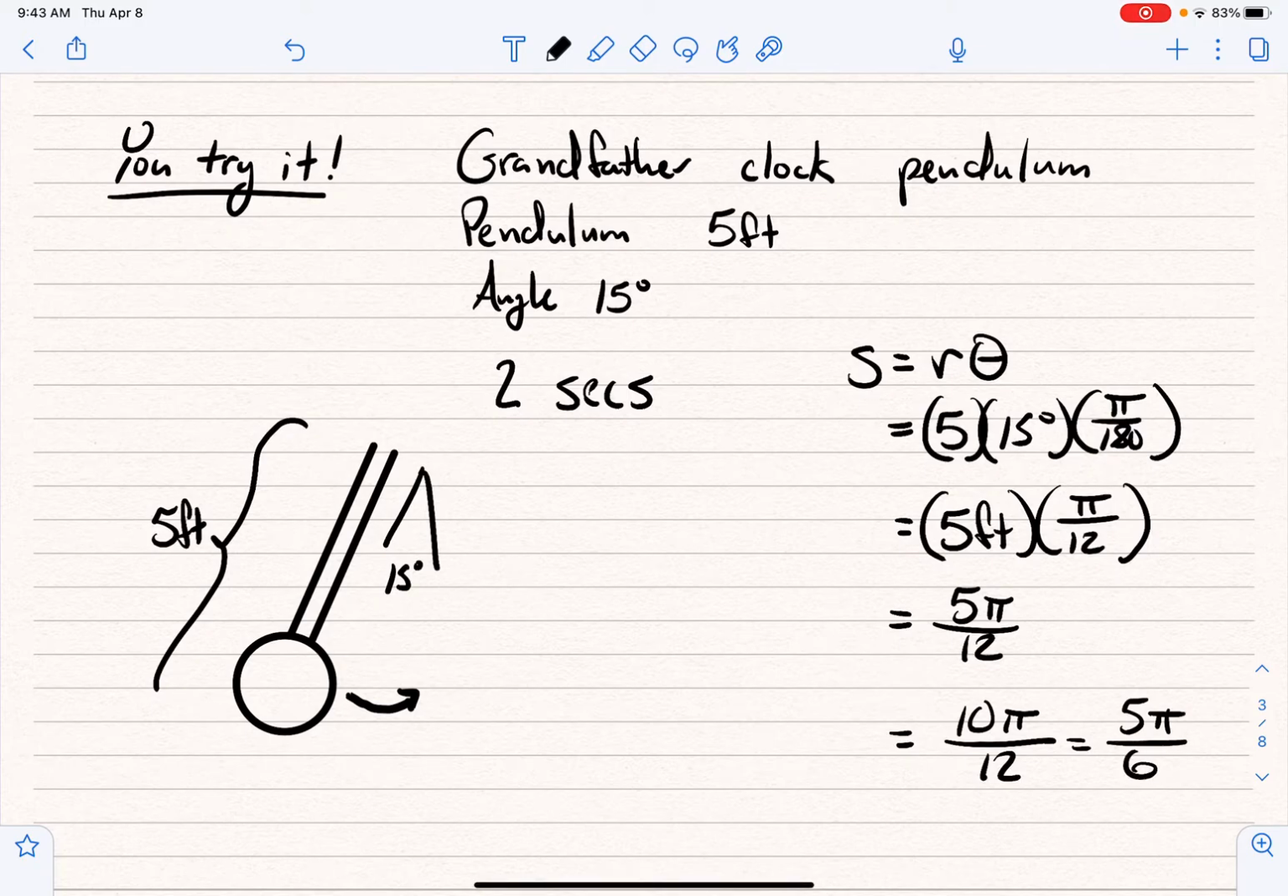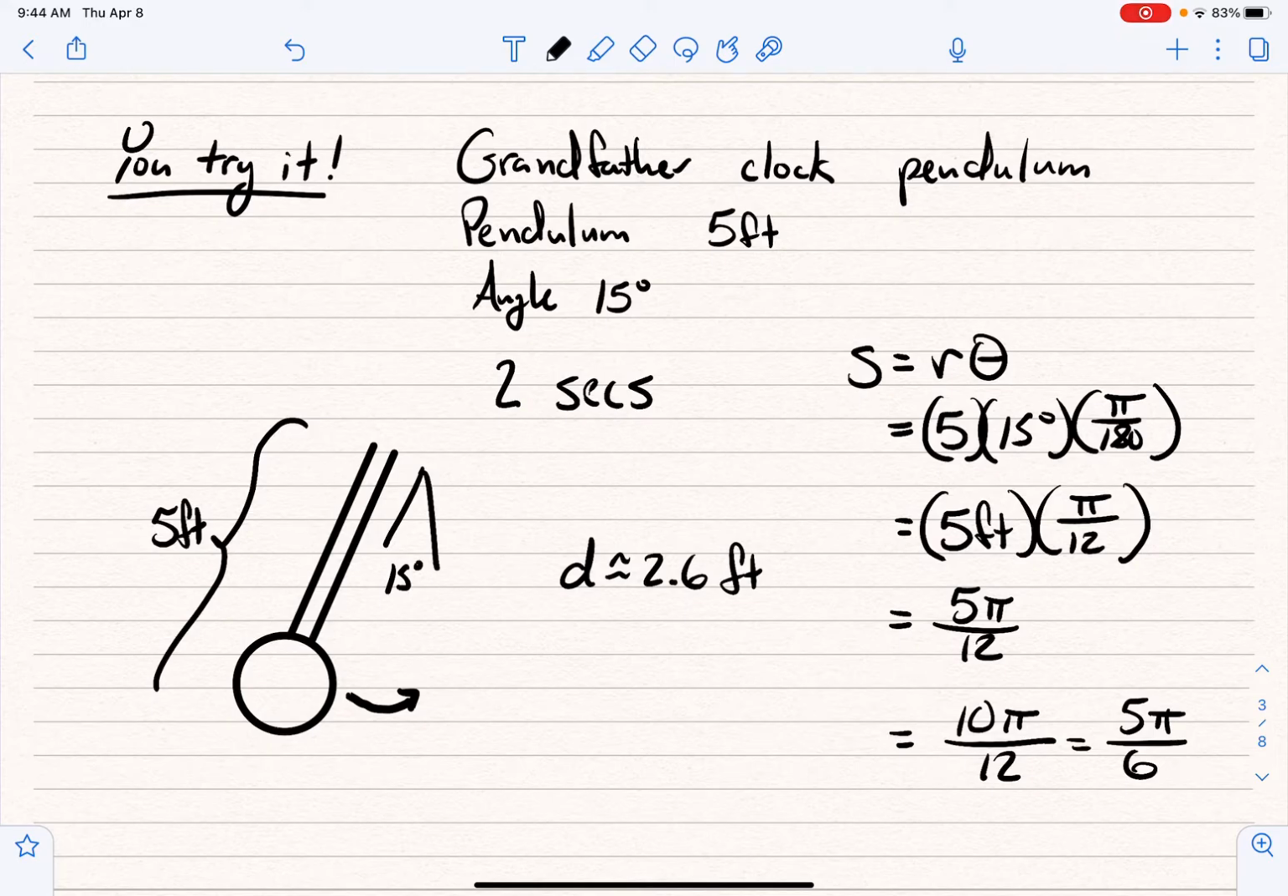So let's plug that into a calculator, 5 pi divided by 6. And if I go to 2 sig figs, we get that the distance traveled is approximately 2.6 feet in 2 seconds. So it goes about 1.3 feet one way and then swings back about 1.3 feet. Okay? So hopefully this is making sense.